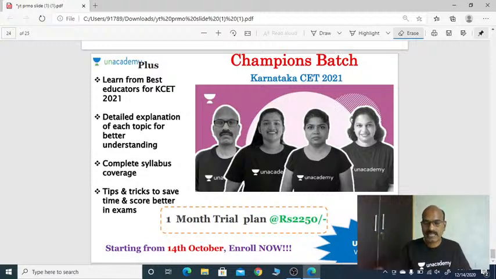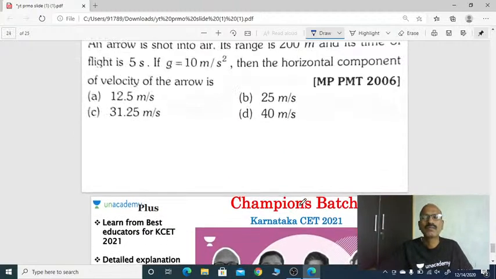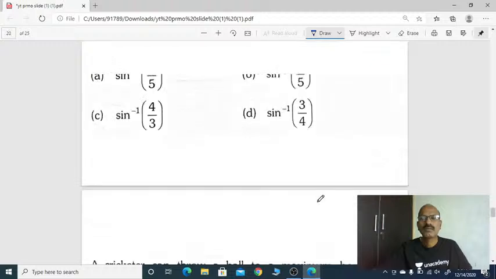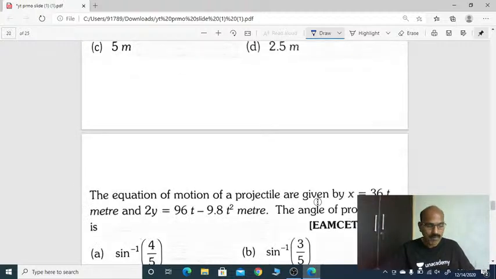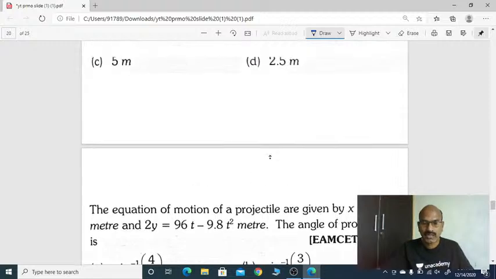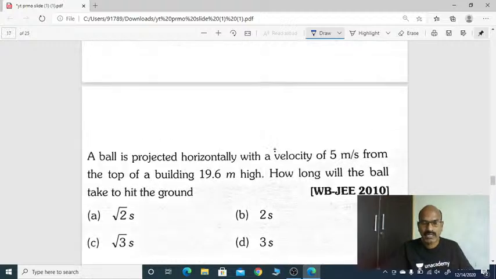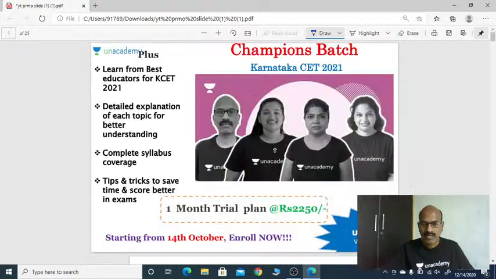Today we are going to discuss motion in a plane. Importantly, projectile motion we are going to discuss. So, what is projectile motion and its important concepts? Let us discuss now.